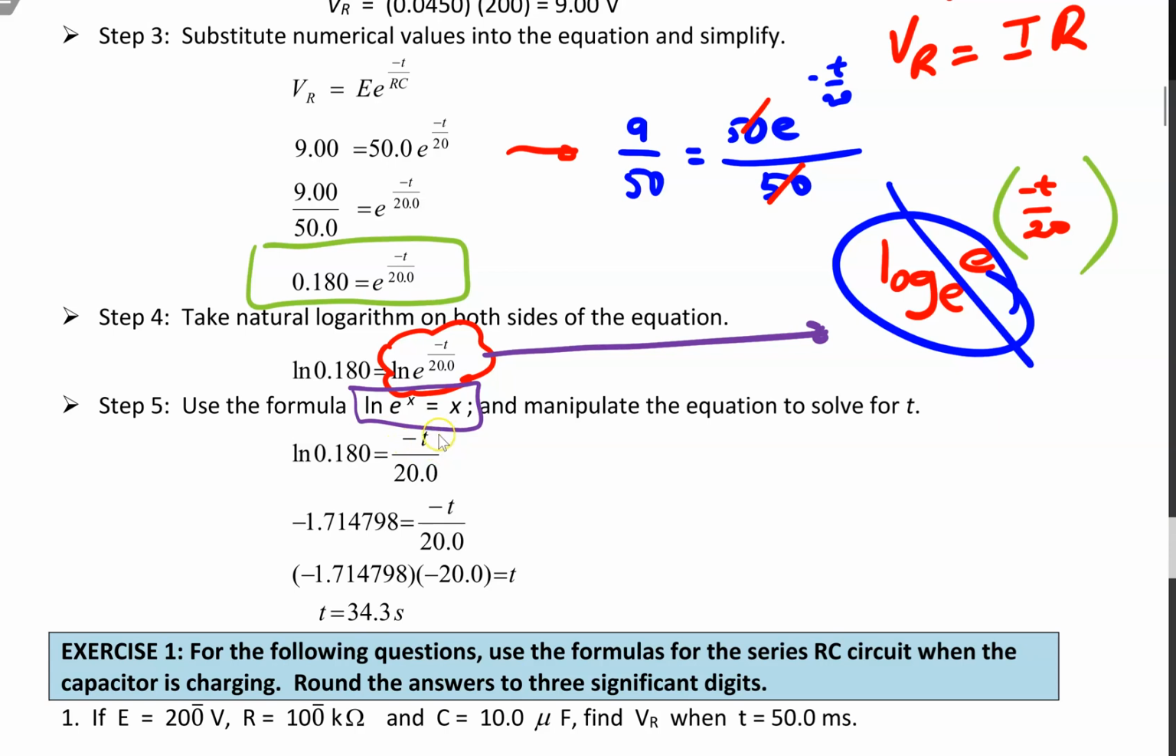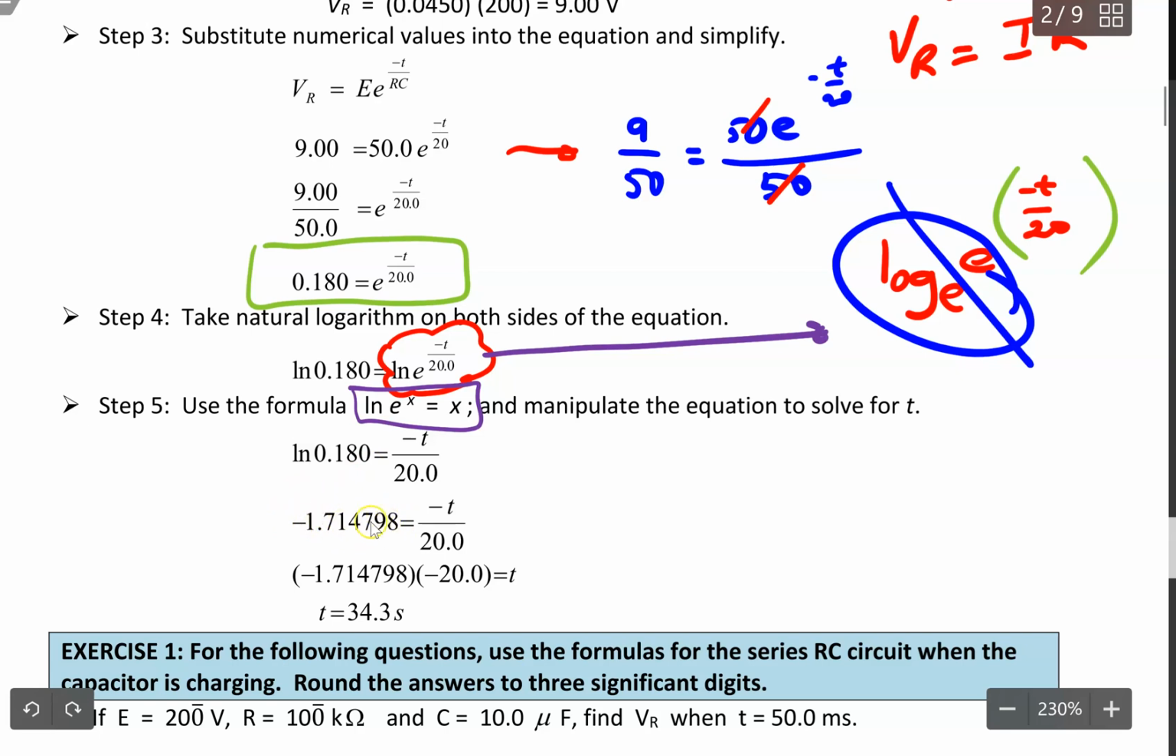So now the unknown has turned into the unknown in a linear equation. That's what I mean, it's not an exponent anymore. So logarithm is the process where, when you apply it, your unknown is not an exponent anymore. Your unknown is just the numerator of this fraction on this side of the equation, so you can simply solve this simple linear equation. Okay, so if you punch this into your calculator, the natural logarithm of 0.180 is equal to this value, which is negative 1.714798.